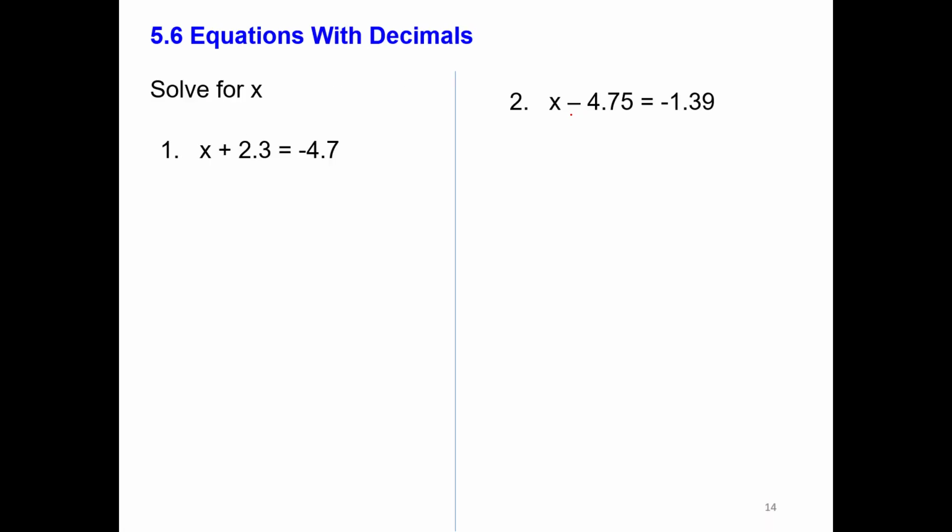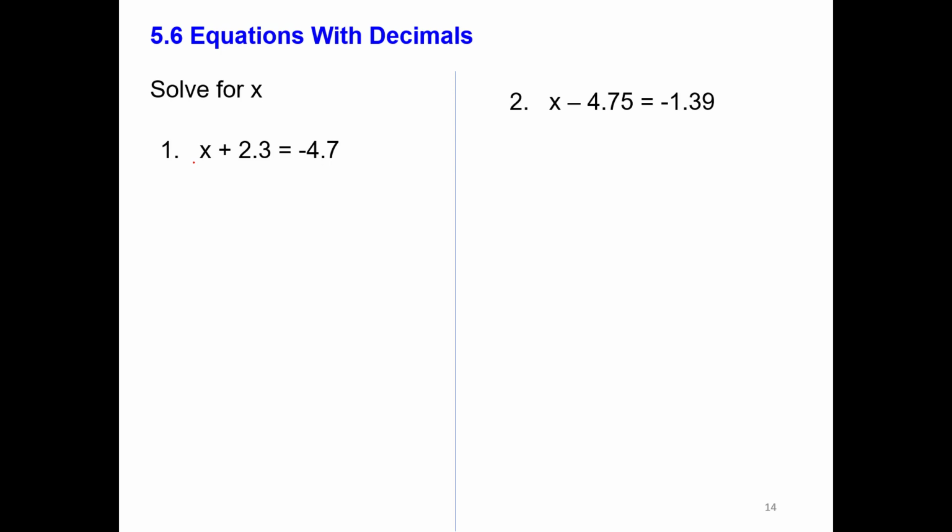The next section we want to discuss is equations: how we will solve equations with decimals. The procedure we will follow is the same procedure we use to solve equations with integers. It's the same procedure, but in this case we need to operate with decimal numbers. Let's solve the first equation.